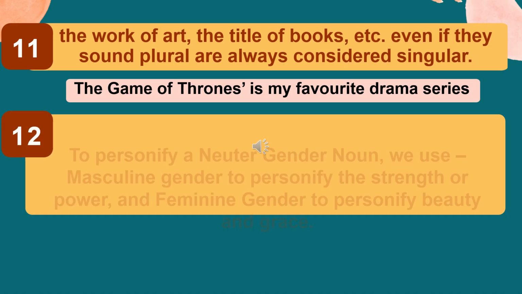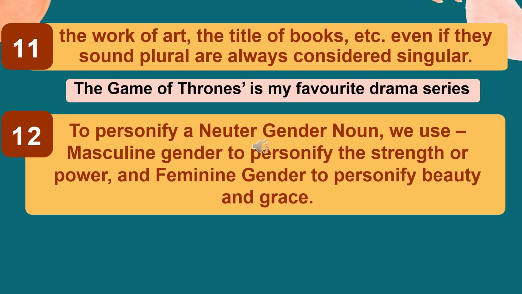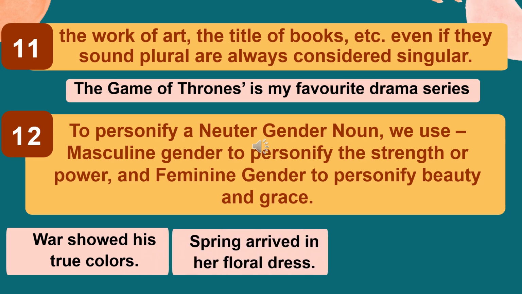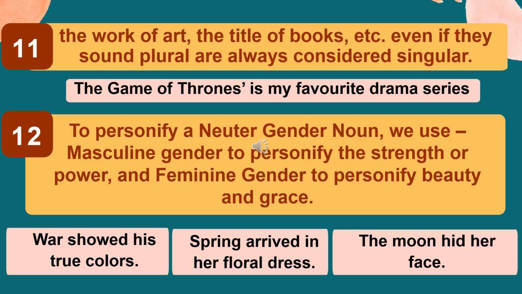Rule 12, personifying neuter gender nouns. To give life or human qualities to a non-living thing, a neuter gender noun, we use masculine gender, he or his, to personify strength, power, or danger. Feminine gender, she or her, to personify beauty, grace, or nurturing. Examples, masculine, strength or power: War showed his true colors. The sun marched across the sky in all his glory. Feminine, beauty or grace: Spring arrived in her floral dress. The moon hid her face behind a cloud.